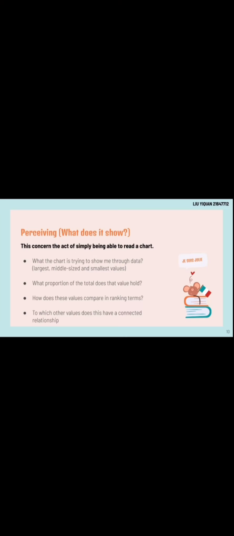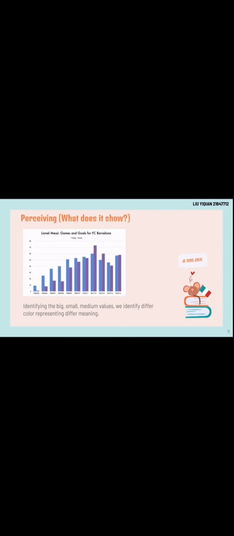So can you find any relationship in this chart? It's perceiving. Now we will use an example to show perceiving. Identify the big, small, medium values. We identify different colors representing different meanings, but it's hard to identify the quantity of those properties. We are supposed to give apparatus which helps us to estimate the quantities and conduct some relative comparison, large scale of comparison, small scale of comparison. Small scale is about left and right. Large scale is about periods of years: what is the change?